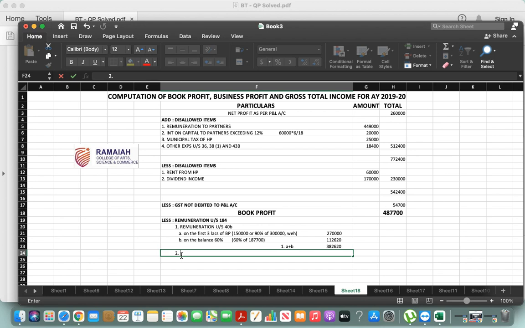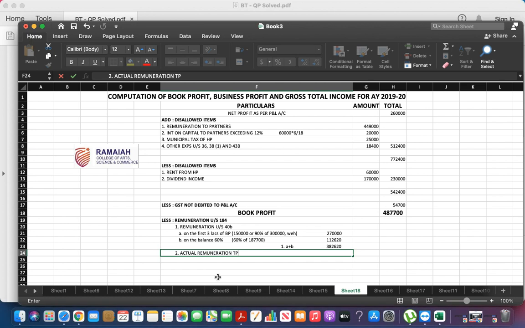Number 2, actual remuneration to partners. So they have not given anything regarding partners. So all the partners are considered as working partners. So now tell me what is the actual remuneration given to the partners? 4 lakhs 49,000.